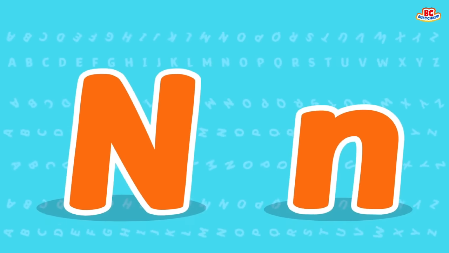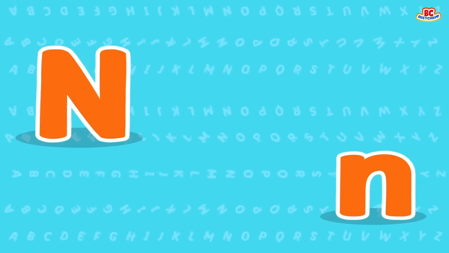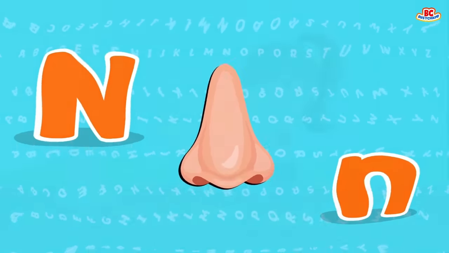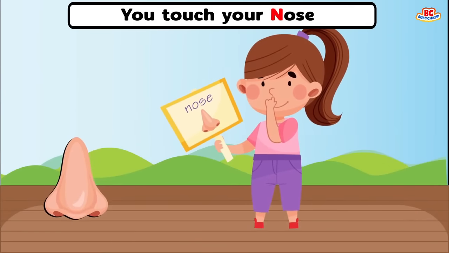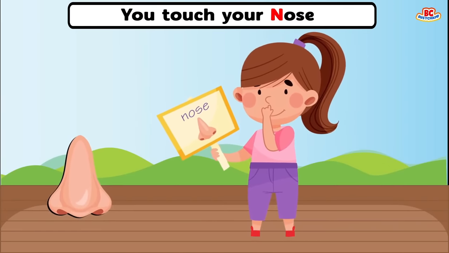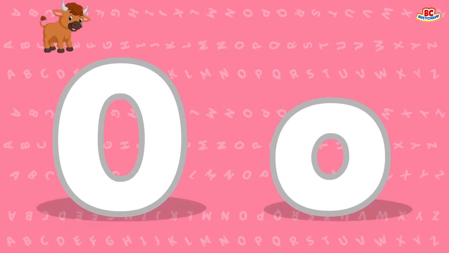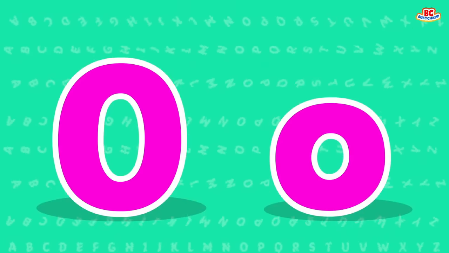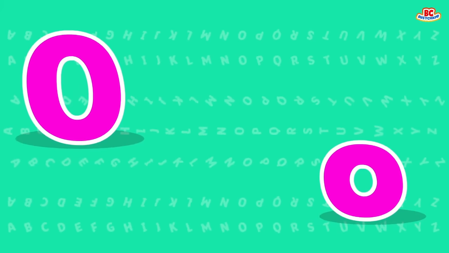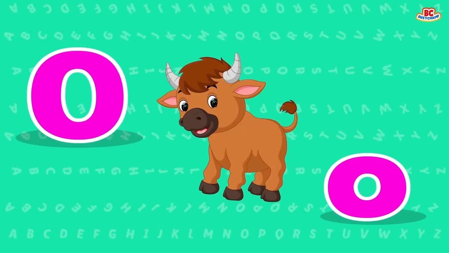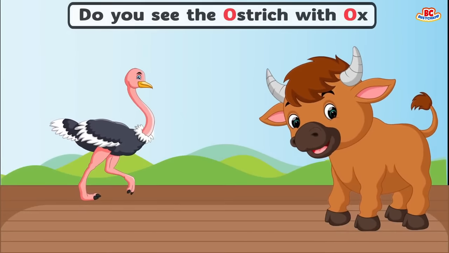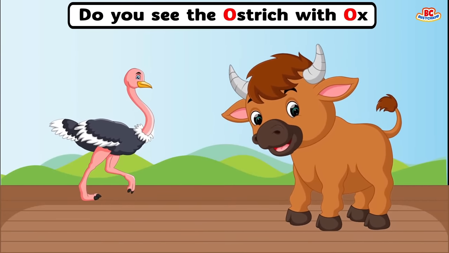N says nose. You touch your nose. O says ox. Ox. Do you see the ostrich ox?